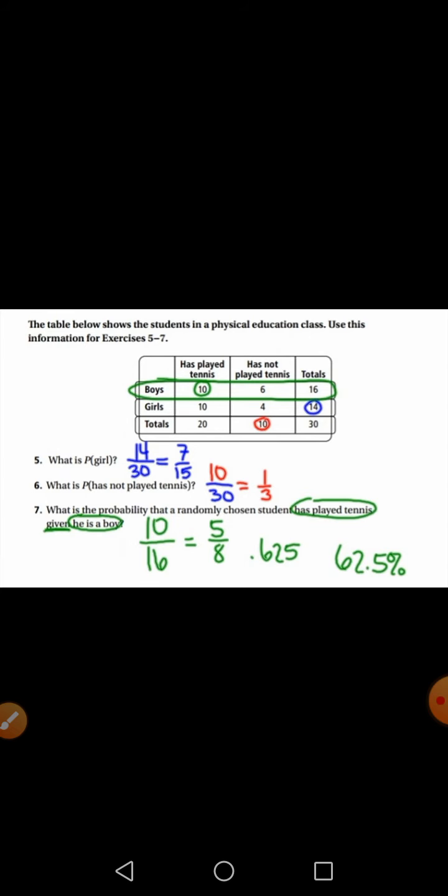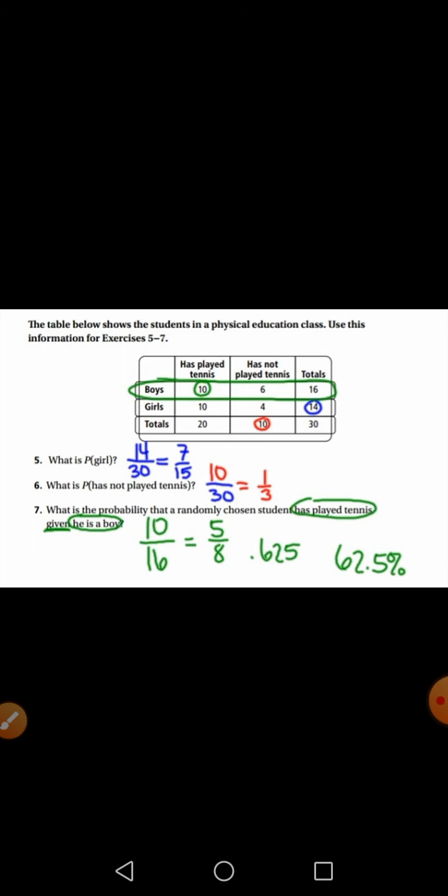Okay. In the table he gives me the boys and girls who have played tennis and who haven't played tennis, and the total numbers of both. What is the probability of girls? There is no information about the total, so I will write the total number in the table, 30, in the denominator. The probability of girls is 14 over 30, because there is no extra information about has played or hasn't played.